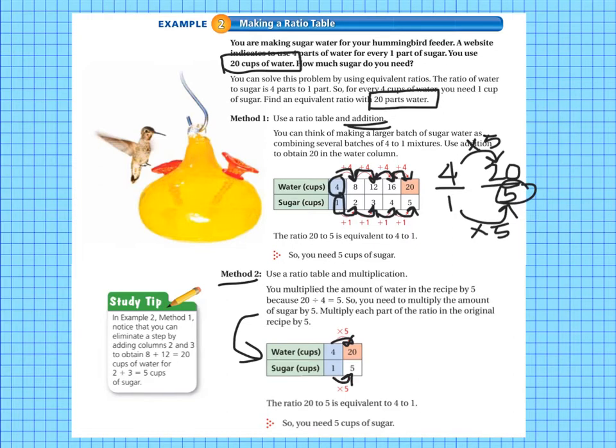And it works because multiplication is repeated addition. So if you don't know your multiplication tables very well, or if you're stuck on something and just can't remember a multiplication fact, you can go back and you can use repeated addition. There's nothing wrong with that.